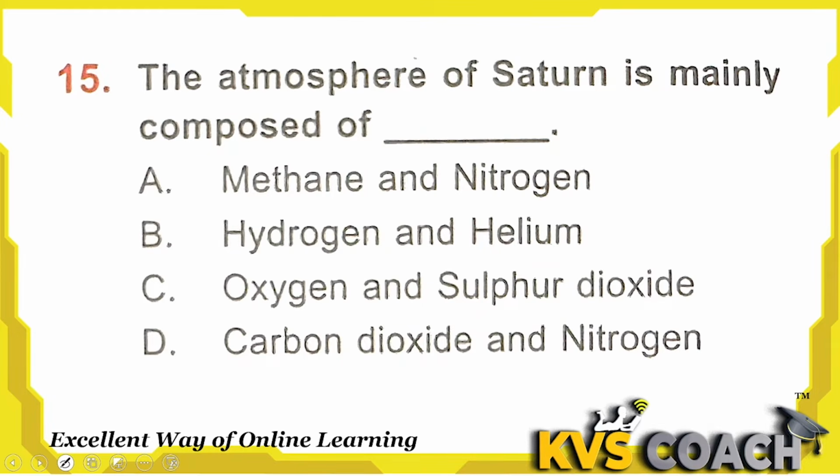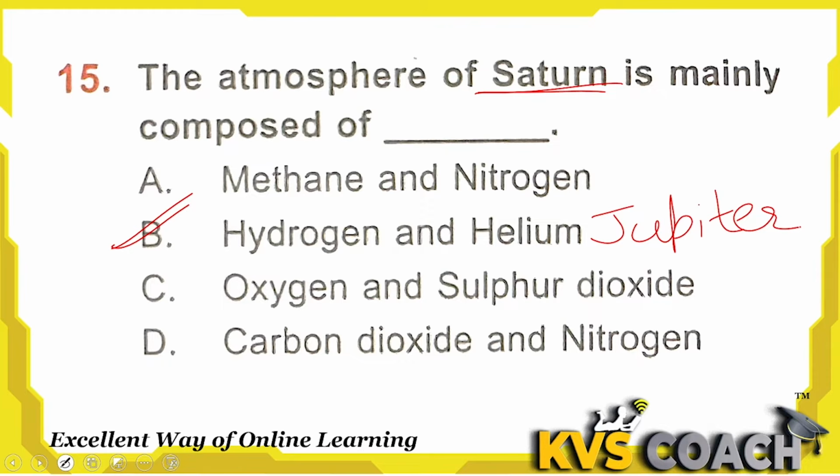Next question is: the atmosphere of Saturn is mainly composed of. The atmosphere of Saturn is mainly composed of hydrogen and helium. And same for Jupiter. Jupiter's atmosphere is also the same. It is made up of hydrogen and helium.